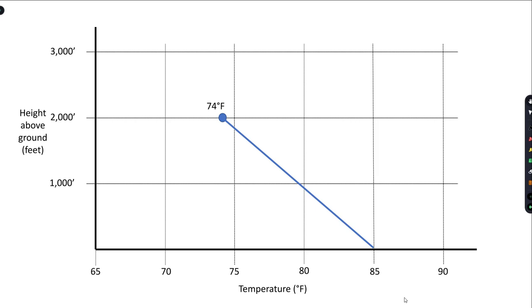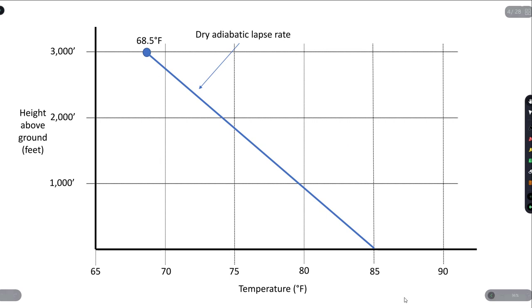Of course, if we make it rise another 1,000 feet all the way up to 3,000 feet, it's going to be 68.5 degrees Fahrenheit. And we can see now that's 16.5 degrees colder than when it started at the surface because it rose to 3,000 feet. And it did so at the dry adiabatic lapse rate. And we can write that as a line, as I have here. And it's just the sloped line that slopes upwards at 5.5 degrees Fahrenheit per 1,000 feet.